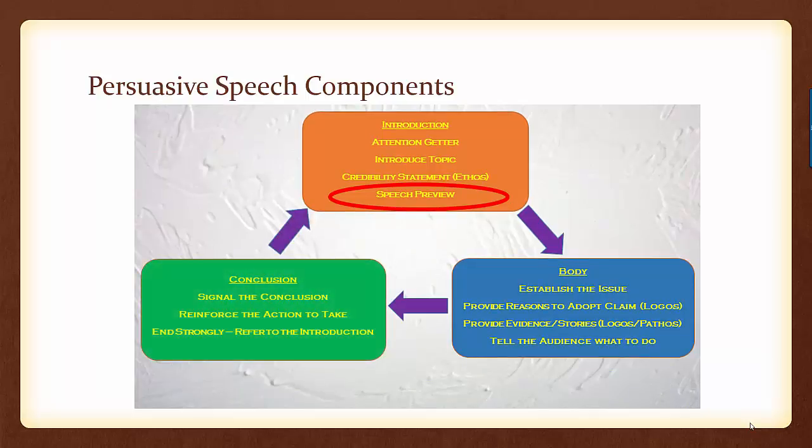Finally, you're going to close the speech. To get to the conclusion, you can and should say something like, "In conclusion." This signals to the audience that you are ending the speech. Then repeat what you want the audience to do, and end strongly. For example, let's work together to make human trafficking a thing of the past.